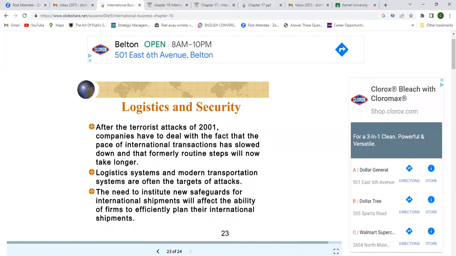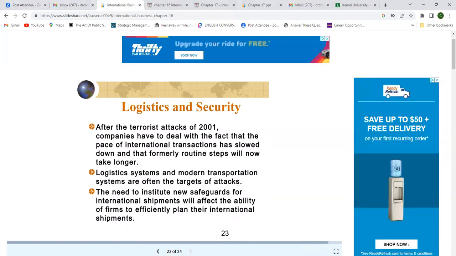After the terrorist attacks in 2001, companies have dealt with the fact that the pace of international transactions has slowed down, and formerly routine steps will now take longer. Logistics systems and modern transportation systems are often the target of attacks. The need to institute new safeguards for international shipments will affect the ability of firms to effectively plan their international shipments.